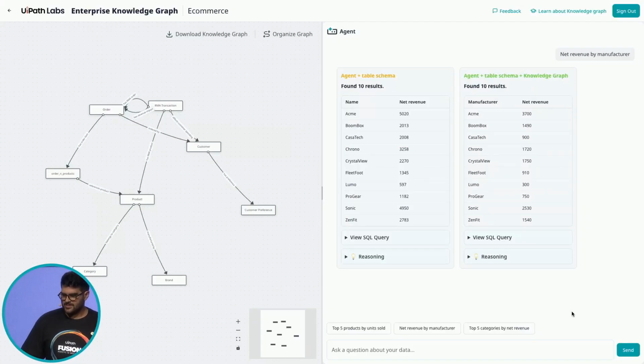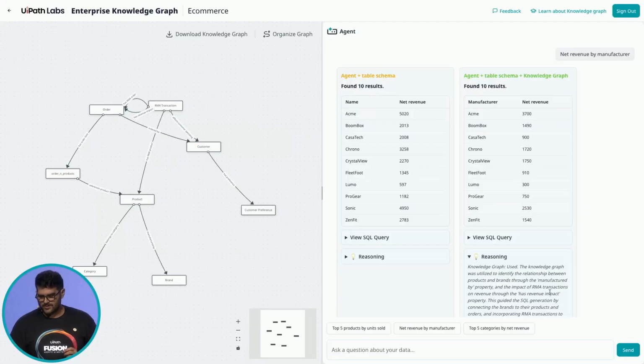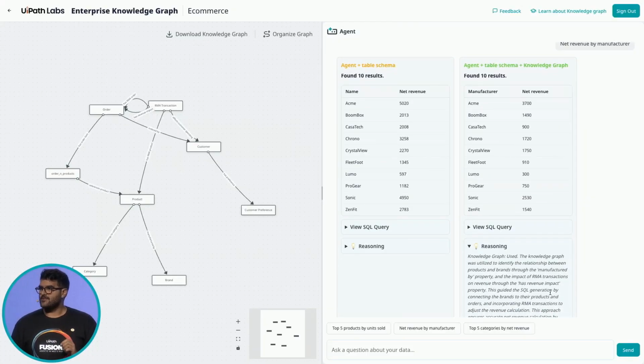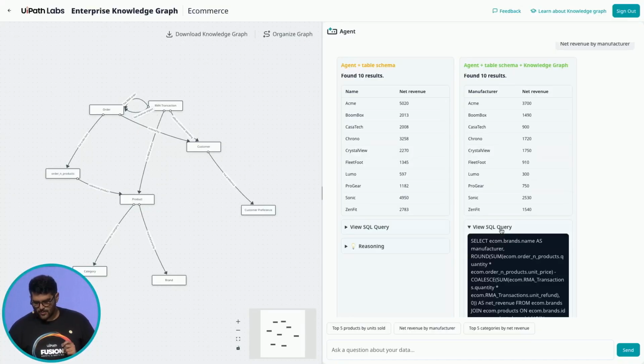And what you'll notice is the answer using Knowledge Graph is actually correct. The reason for this is that the agent figured out it has to take into consideration returns when giving you that answer. And so it wrote a way more precise SQL query, and you can see the accurate response.